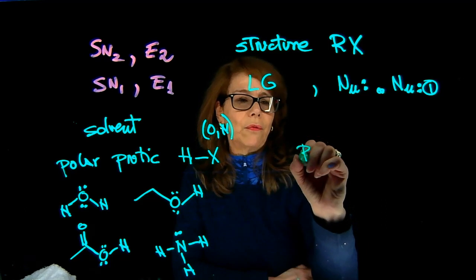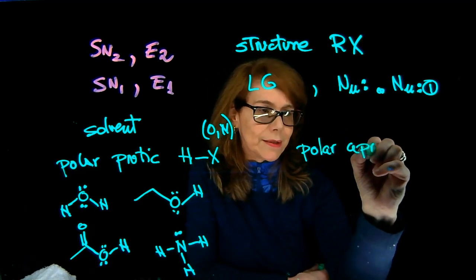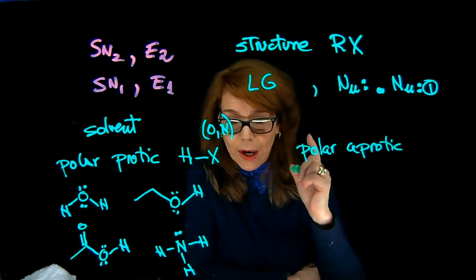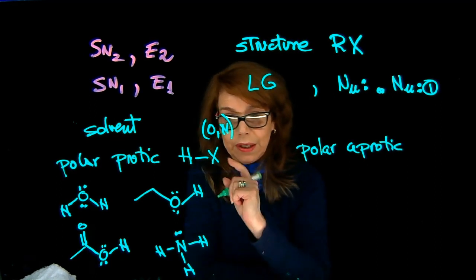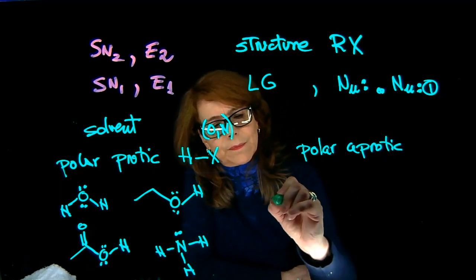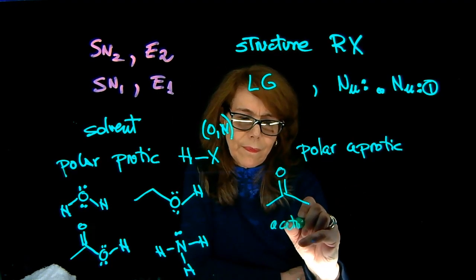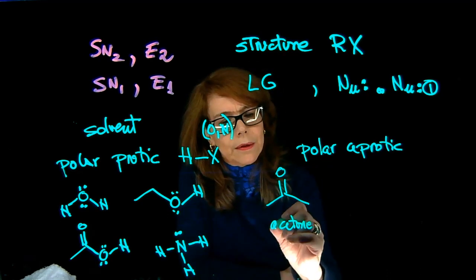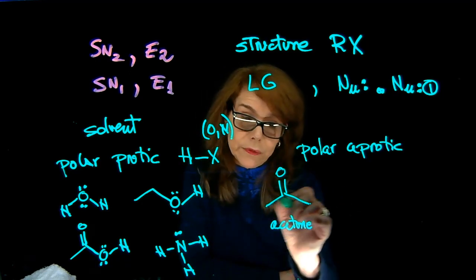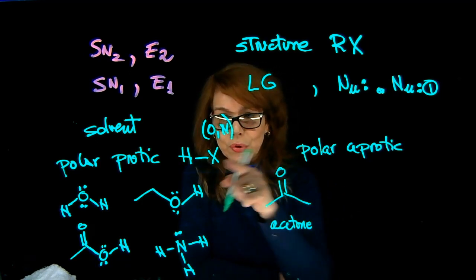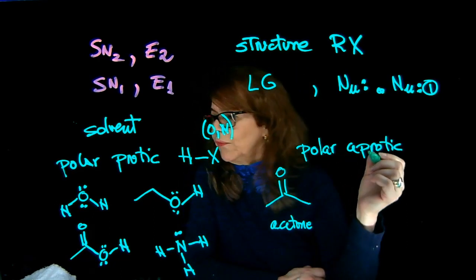Now, we can have another condition with polar aprotic solvents. What are those? They lack hydrogens attached directly to an electronegative atom. So examples of that. This is acetone here. And notice that here I have three hydrogens, and here three hydrogens, but all of these hydrogens are attached to carbon, so I don't have that. So polar aprotic.